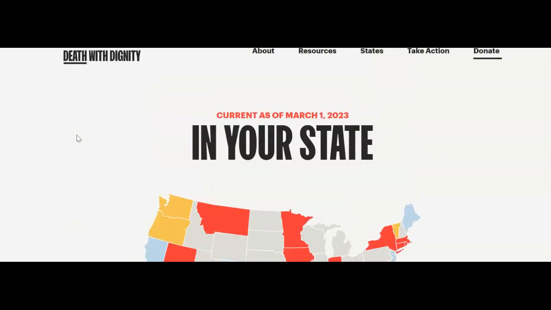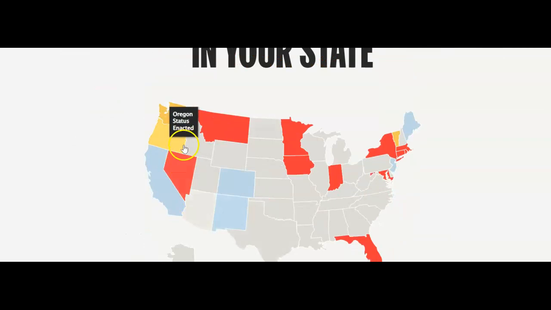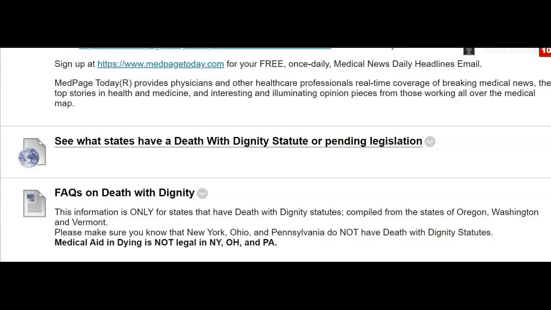So this is really just a quick eyeballing of the states that have it, the states that are pending bills, states that it's been enacted. So I want you to take a peek at that, and we're done for the week.